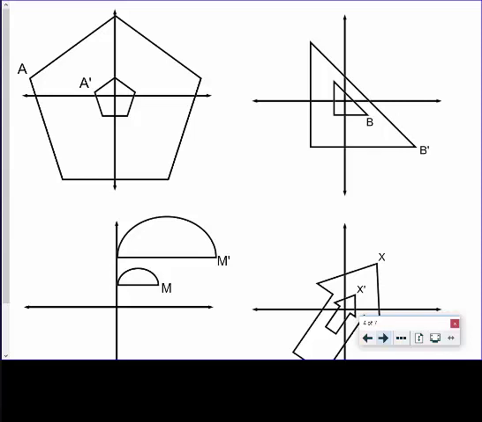So for each one, look at your pre-image and compare it to the image. Look at the one without the prime and the one with the prime, and write enlargement or reduction for each of those four. If you're afraid you'll get it wrong, you could just write an E or an R. From the pre-image to the image, did it get bigger or smaller? From A to A prime. From B to B prime. From X to X prime. Pre-image to image.